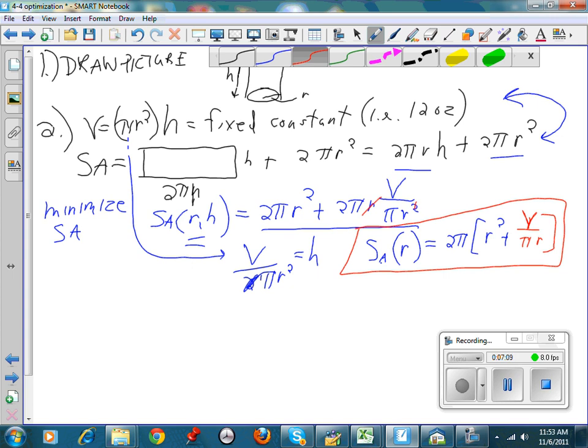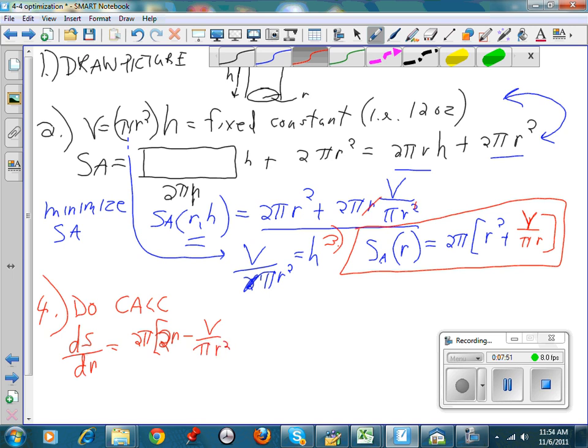Well, now we do the calculus. So step 3, we got the equations, I guess. This is really 3 maybe. 3, I got to a function of a single variable. 4, I'd say do calculus. So I'm going to say, well, what is dS/dr equal to? Well, it's going to be 2 pi times 2r minus what? V over pi r squared.